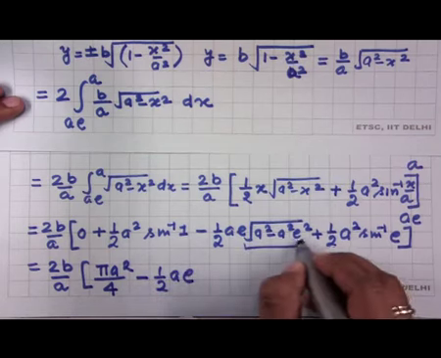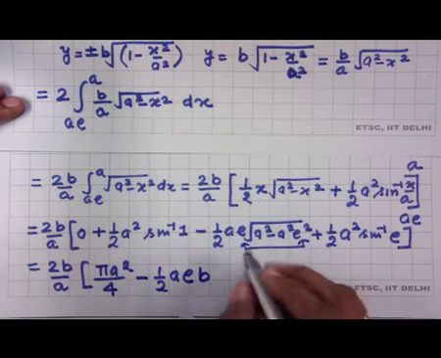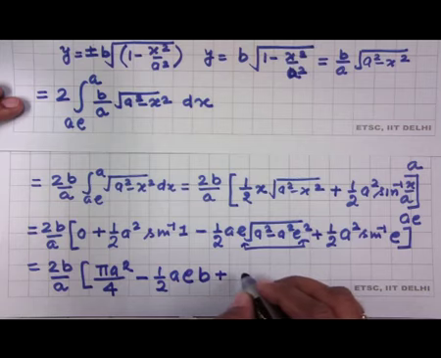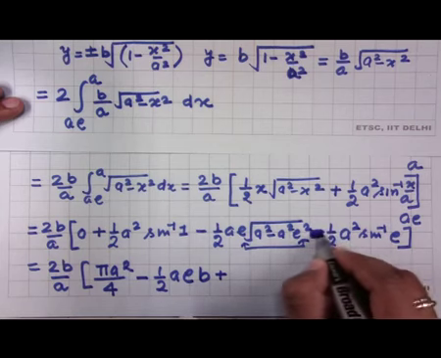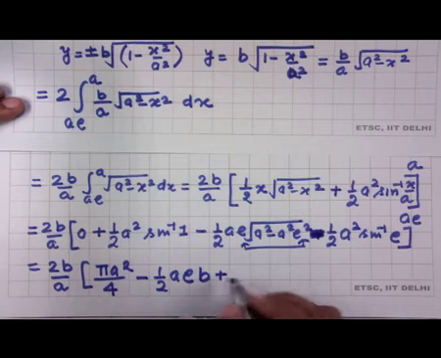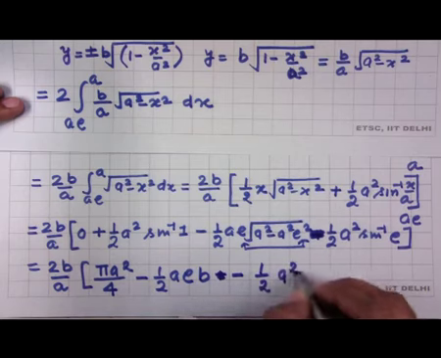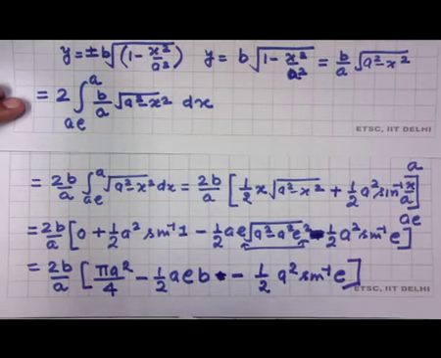This value you can replace by b, because you know that b square equals a square minus a square e square for an ellipse. Sorry, there will be a negative sign over here, please correct it. So, we get minus 1 by 2 a square sine inverse e. So, this is the answer of the problem that is given to you.